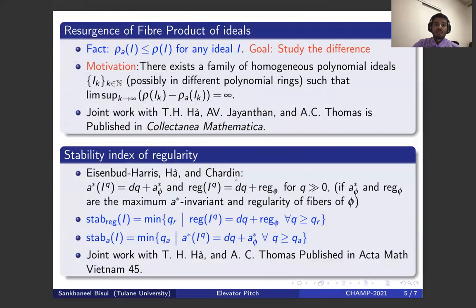Next, I would like to talk about some other projects that I have worked on. The first one is the resurgence of fiber product of ideals. It is an easy fact that the asymptotic resurgence is at most the resurgence for any ideal. Our goal was to study the difference. We were motivated to find a family of ideals, possibly in different polynomial rings, such that when we take the difference between the resurgence and the asymptotic resurgence, that number would be as big as possible.